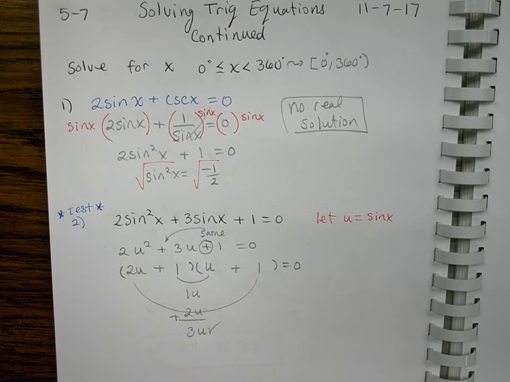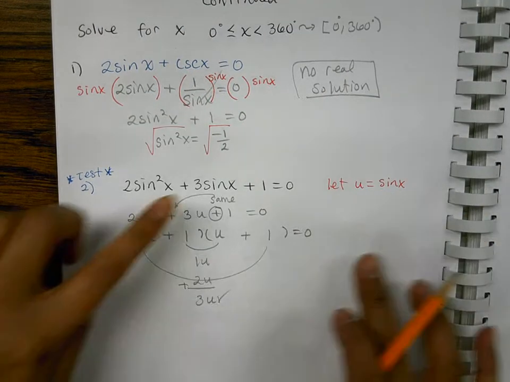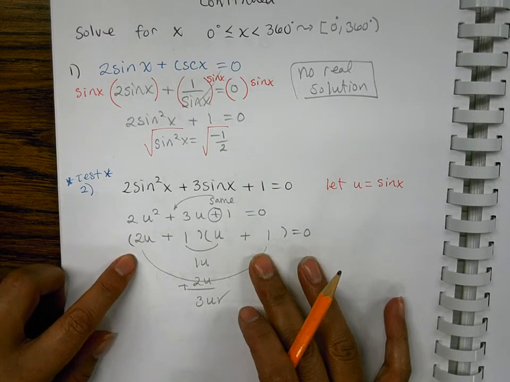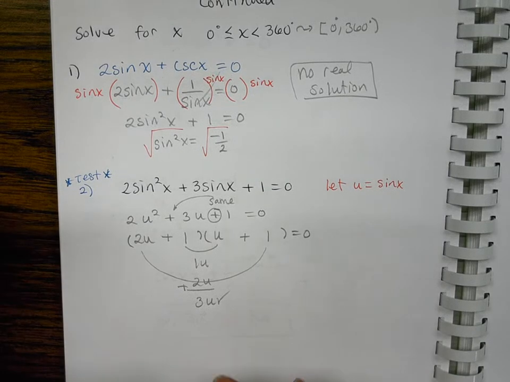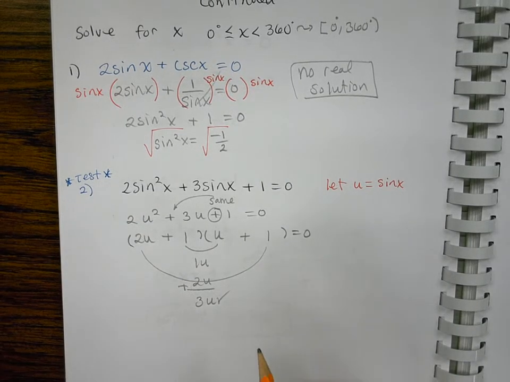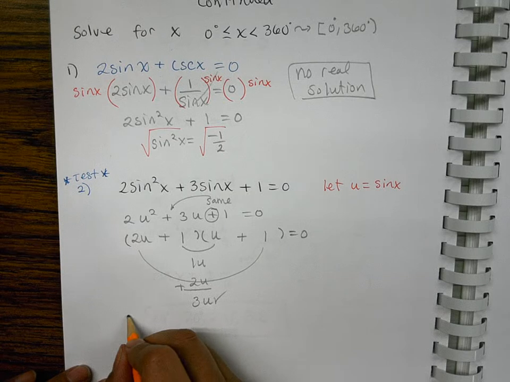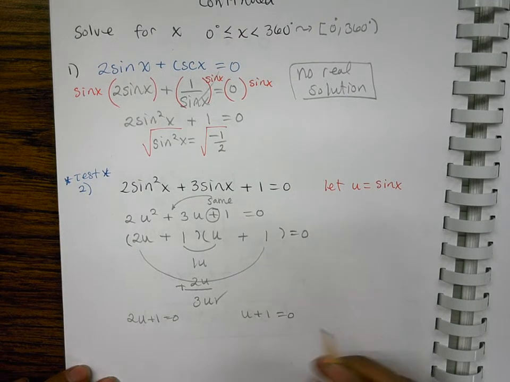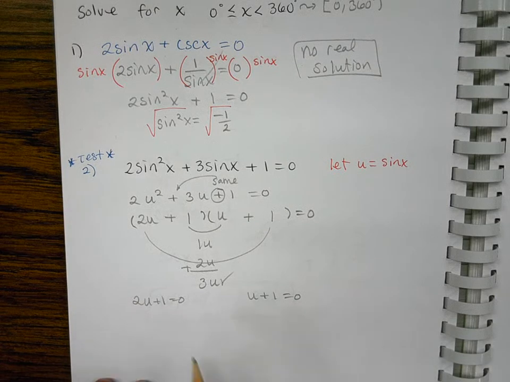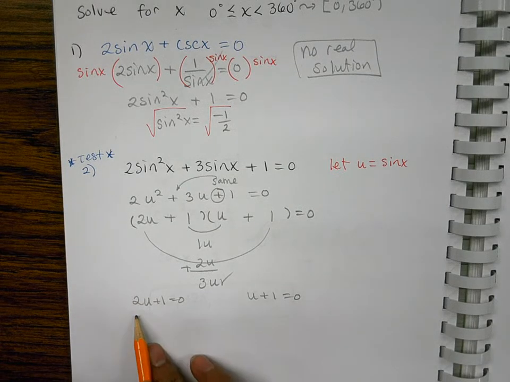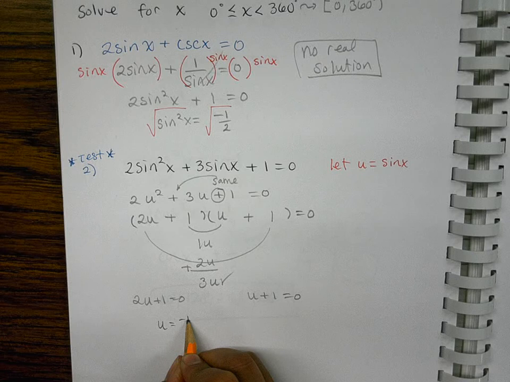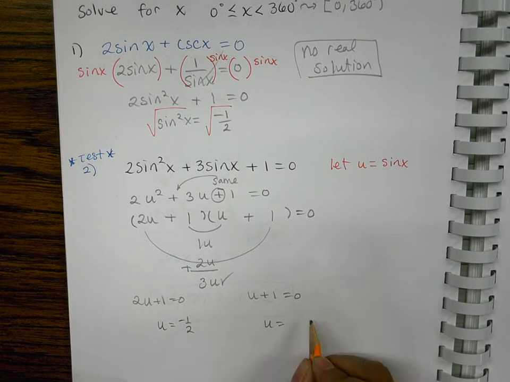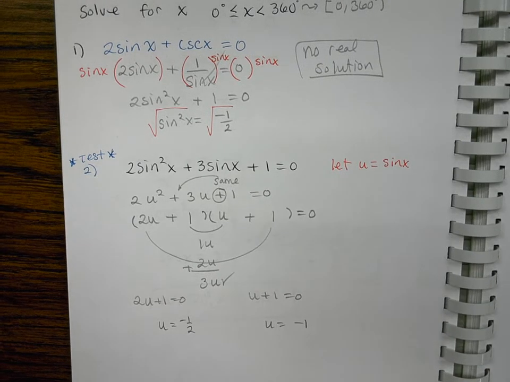All right, here it's up to you. You can plug the sine x back in right now and then solve, or you can solve and then plug back in, your choice. I am going to solve and then plug back in. 2u plus 1 equals 0, u plus 1 equals 0. I'm going to do this all in one step. Subtract 1, divide by 2. And this is just subtract 1. So u equals negative 1/2, and u equals negative 1.